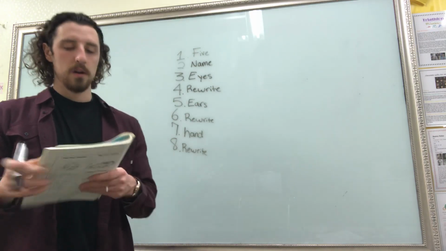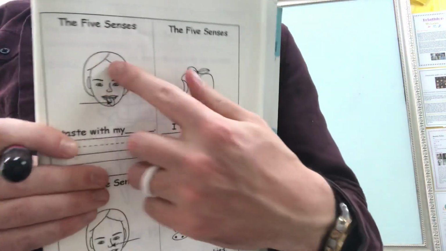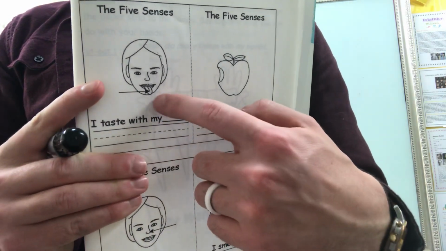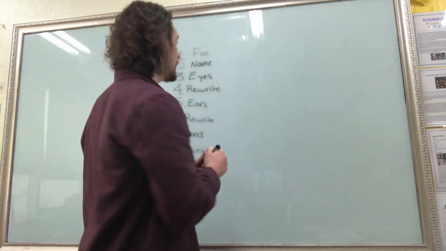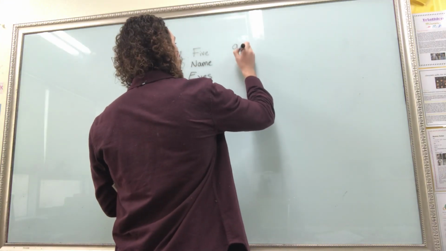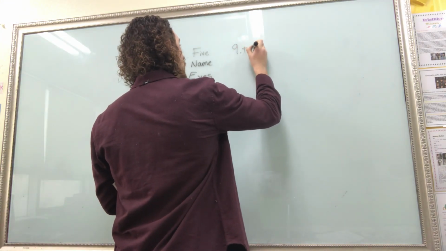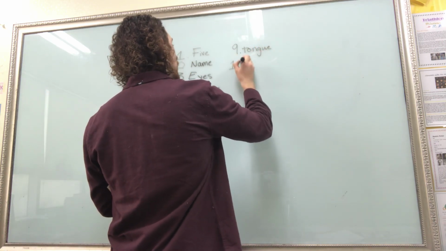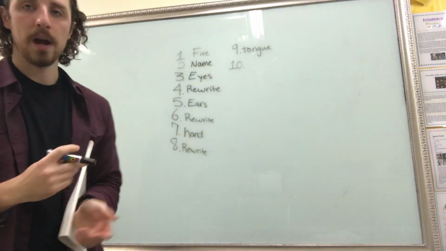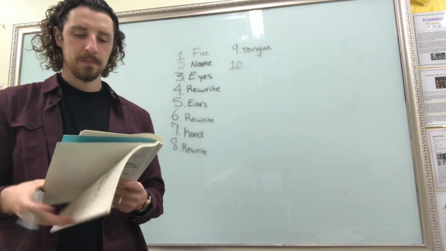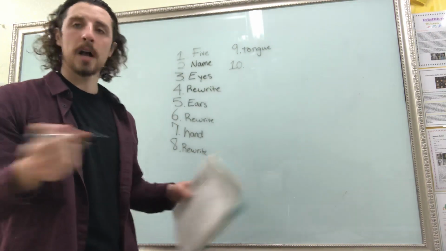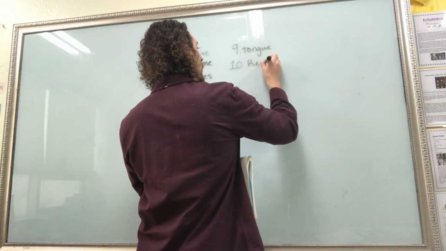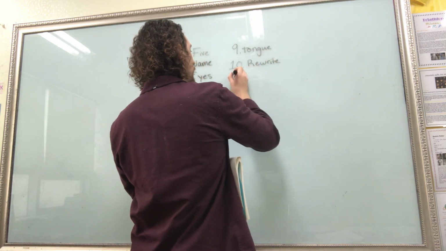The next one, the 5 senses. I taste with my tongue. With my tongue. That's how you spell tongue. Okay. Number 10, I taste an apple. That one's easy. We're just going to rewrite that one. Not much to do there.